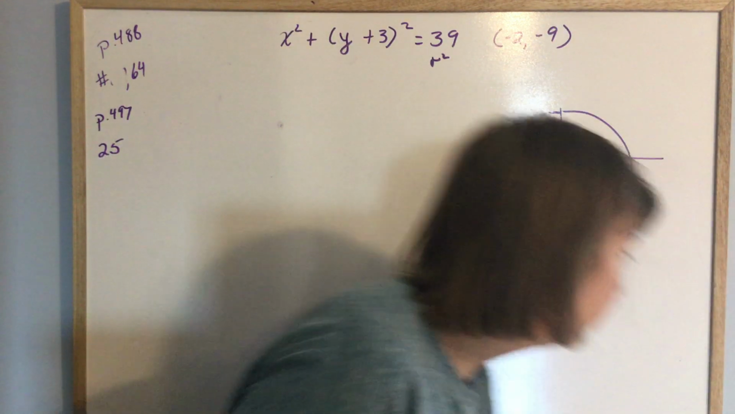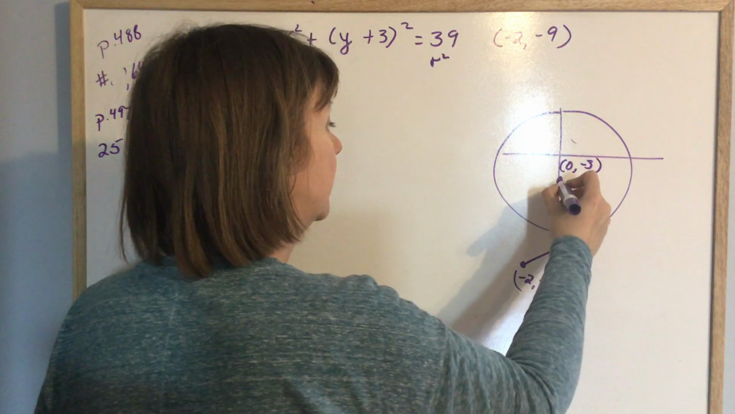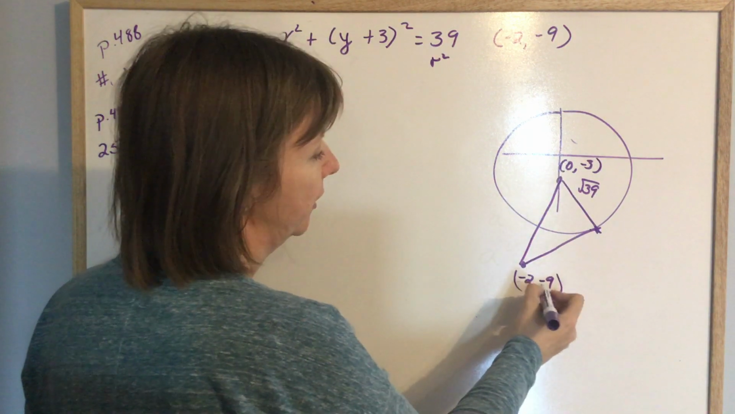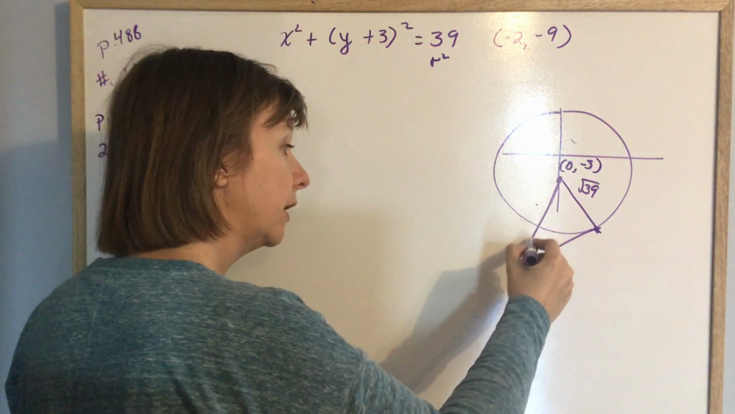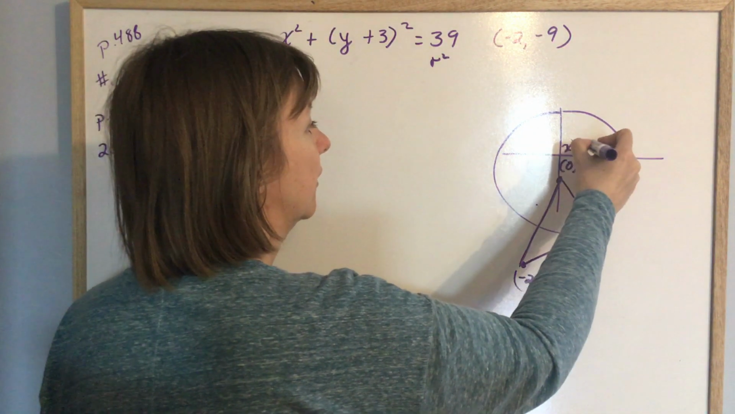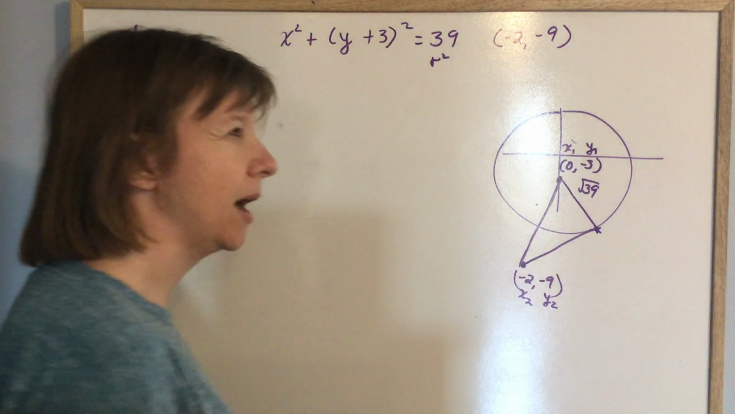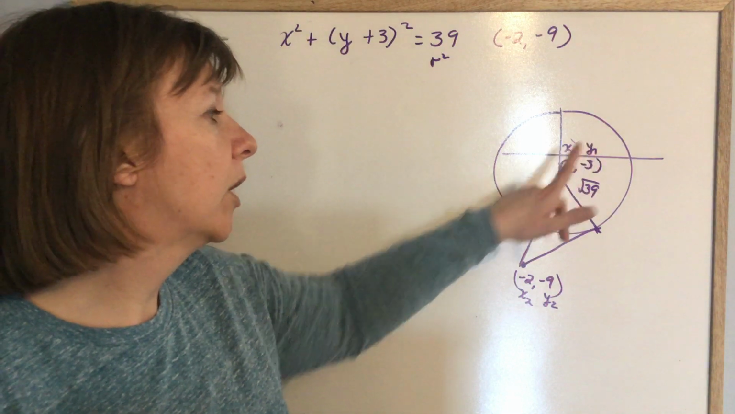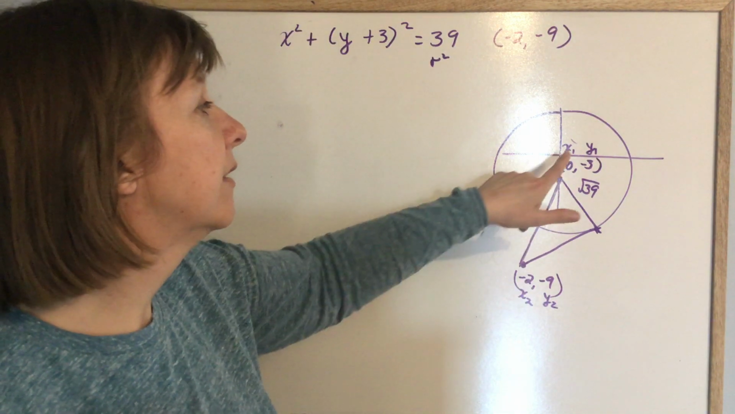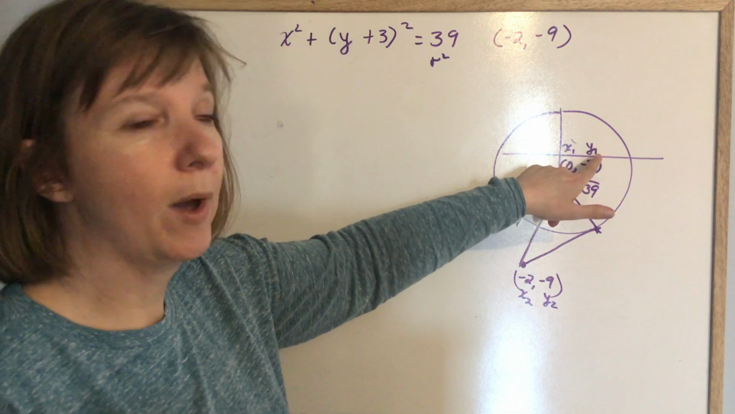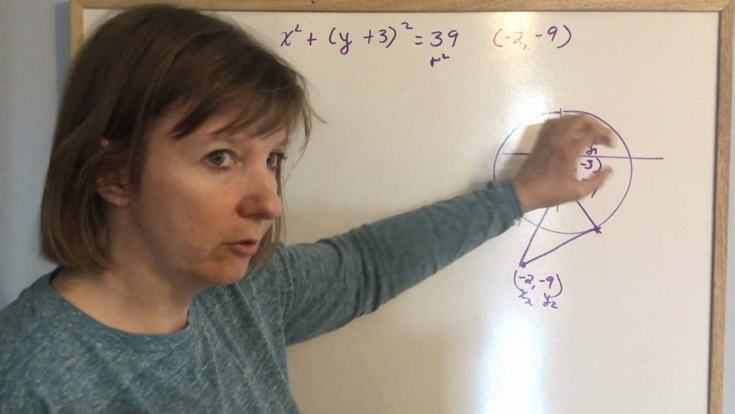Sorry. The center of the circle is 0 and -3. This point out here is -2 and -9, so I can figure out the length of this line. If we say this is x1 and y1 and x2 and y2, again, it doesn't matter. You could make this x2 and y2 and this x1 and y1. What you can't do is say this is x2 and that's y1. If that's point 1, they're all 1s. If that's point 2, they're all 2s.